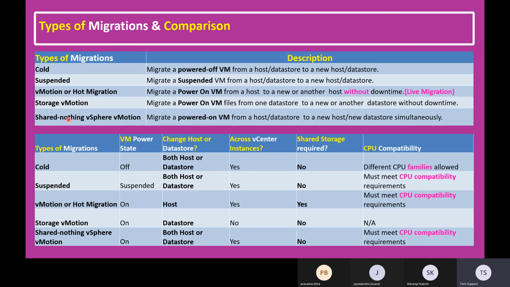So shared nothing means normally for vMotion and storage vMotion scenarios, most of the time we require a shared storage. But from vSphere 6 onwards, VMware introduced a new feature called shared nothing, or we can say non-shared data store vMotion. Even if your ESXi hosts do not have a shared data store, we are still able to perform the vMotion. That is called shared nothing vSphere vMotion. And let's try to understand the definitions for each migration type.